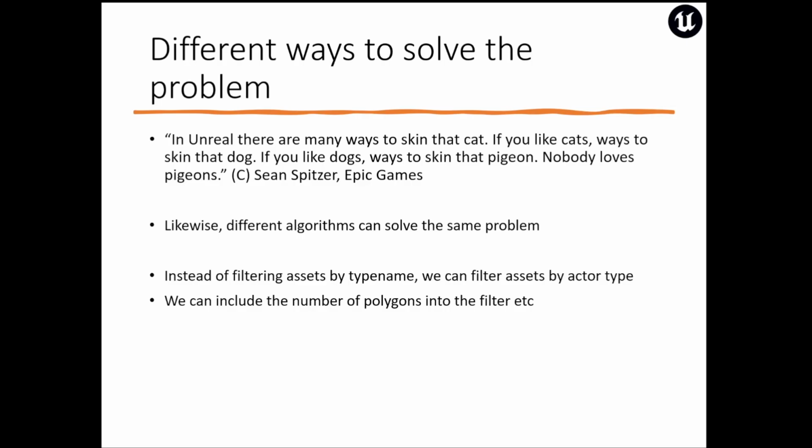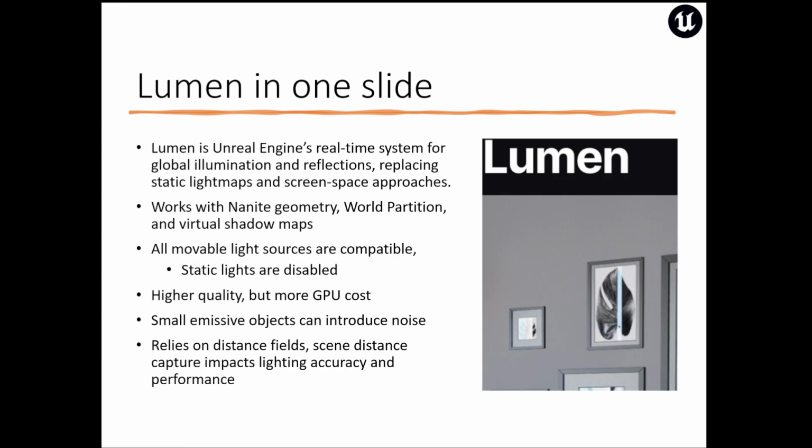But now let's move to the next problem, ensuring the scene is ready for Lumen. Lumen is Unreal Engine's real-time global illumination system. It works with Nanite and replaces static light maps. It provides high quality visuals, but it does require more GPU resources.